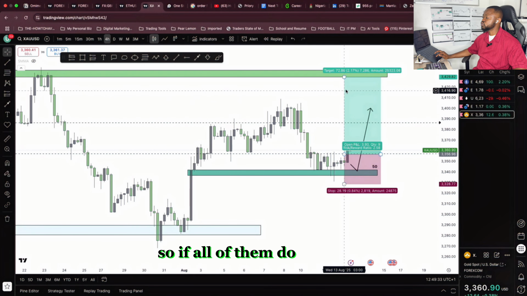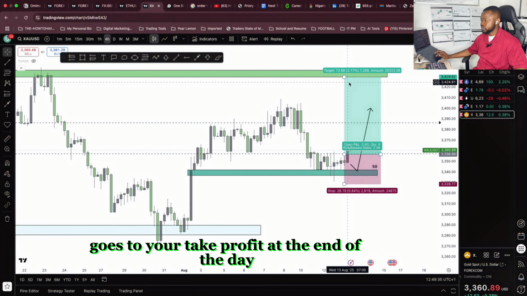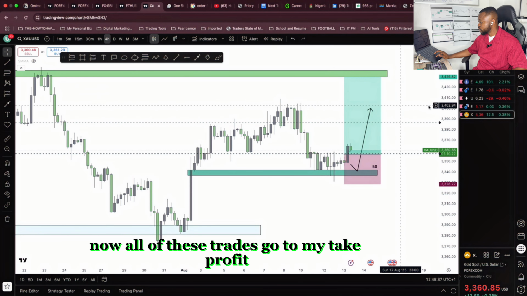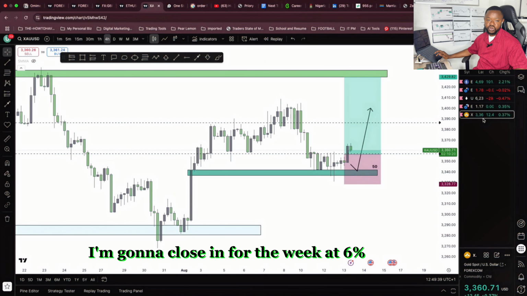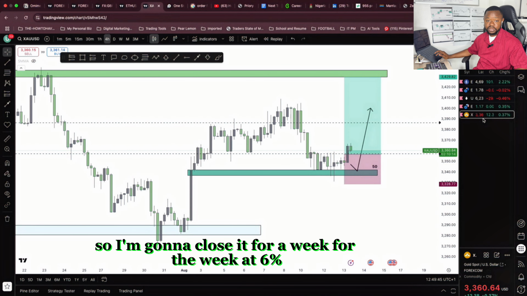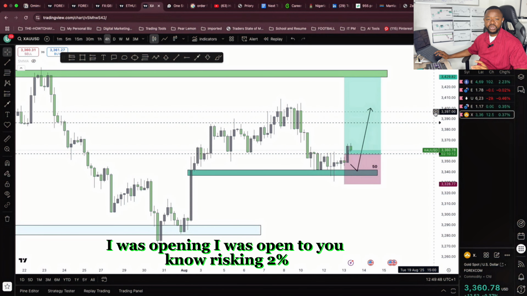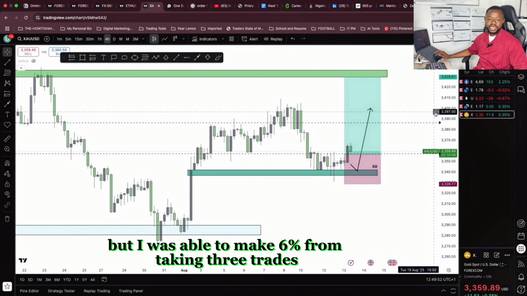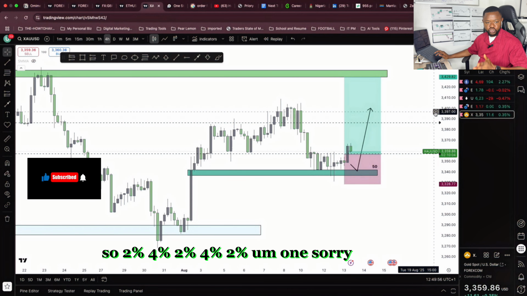So if all of them go to your take profit at the end of the day, let's say this week now, all of these trades go to my take profit, I'm going to close in for the week at 6%, because I'm doing a 1 to 2. I was open to risking 2%, but I was able to make 6% from taking 3 trades. So 2%, 4%, 2%, 4%, 2%, one, sorry.